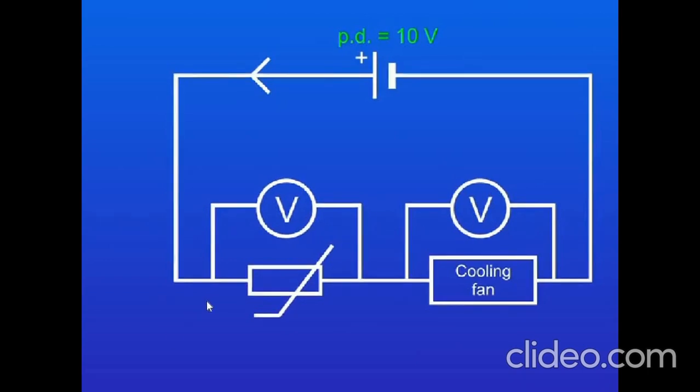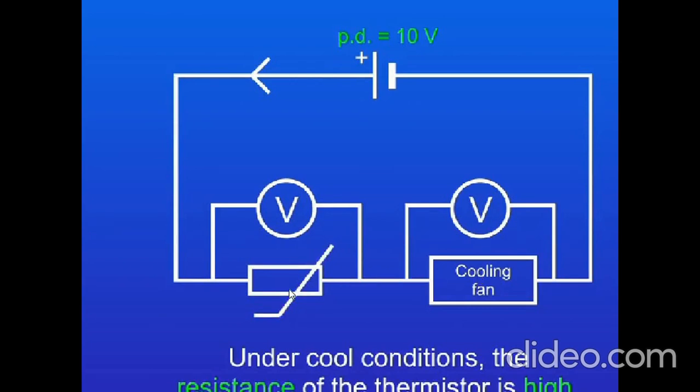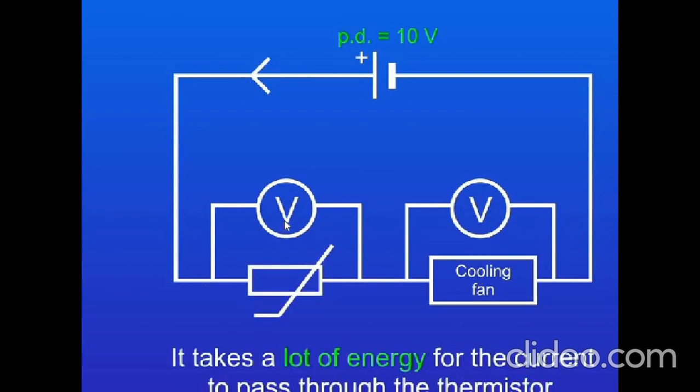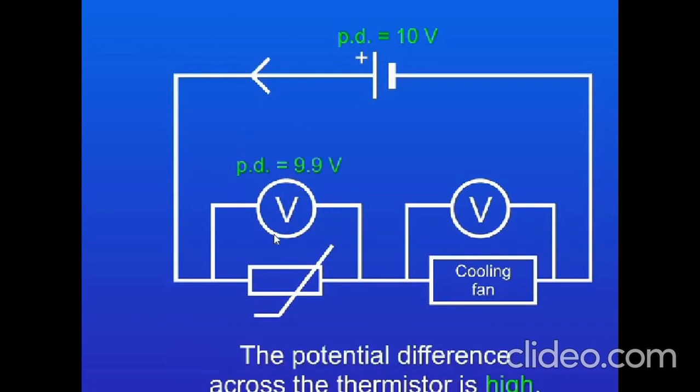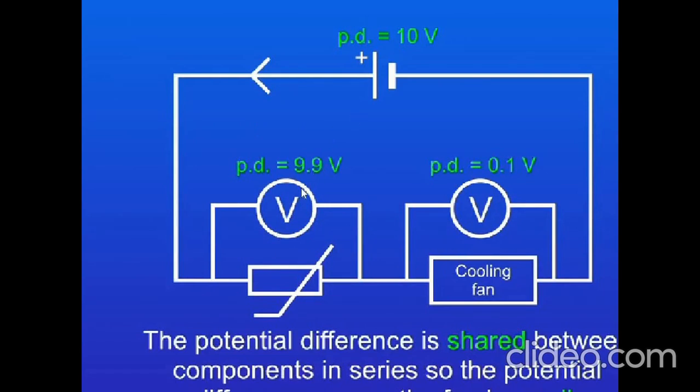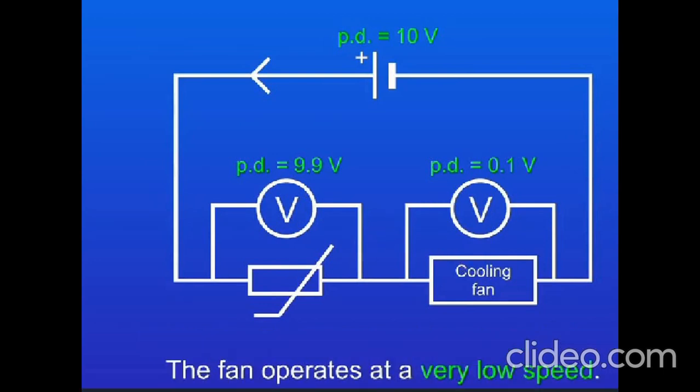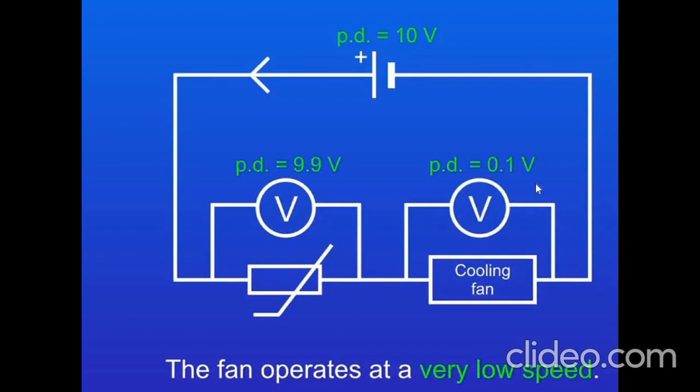So inside the CPU, when you switch on the computer, it is not very hot. If it is not very hot, the thermistor senses low temperature. Low temperature means high resistance. Because of this high resistance, it will not allow the current to pass through and reach the cooling fan. Because of the high resistance of the thermistor, it will take a lot of energy and most of the voltage will be dropped across the thermistor. Let's say from 10 volts, 9.9 volts will be across the thermistor, and the cooling fan will get a very small portion of the potential difference. Because of that, the cooling fan will operate at a very low speed. So under cool conditions, the cooling fan will work at a low speed.